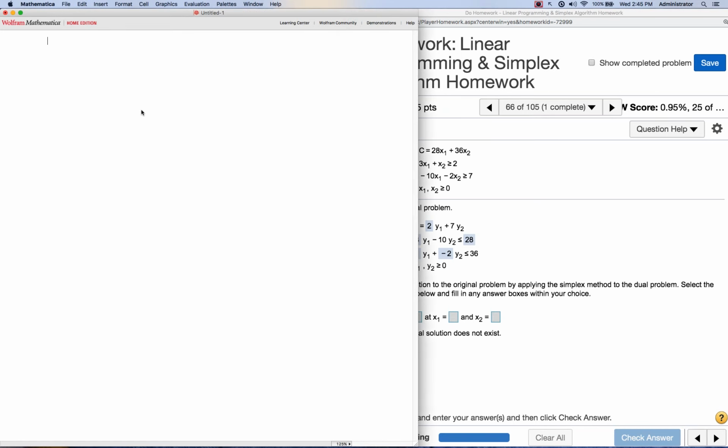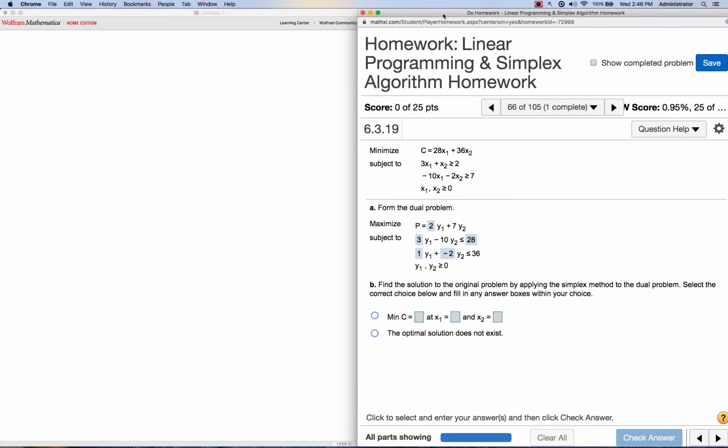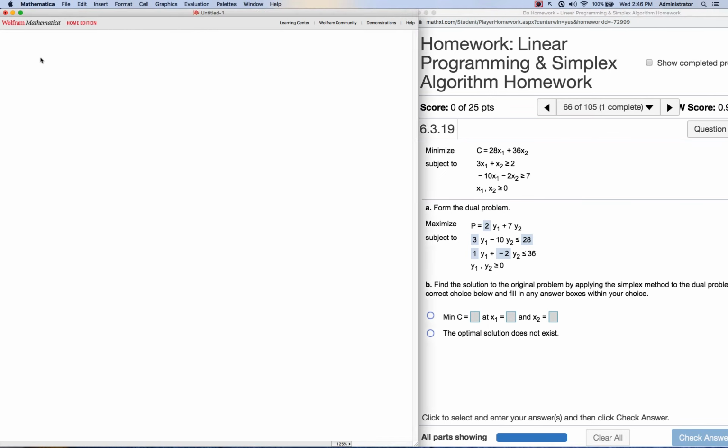Okay, so let's see. Let's see what we have here. Okay, so we have... Well, okay, let's just do this directly. I was thinking of making this a little fancier, but let's just be very direct about this. So, my matrix is 3, -10, 28, 1, -2, 36.